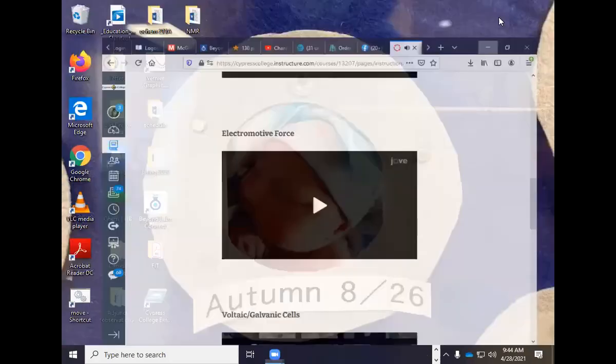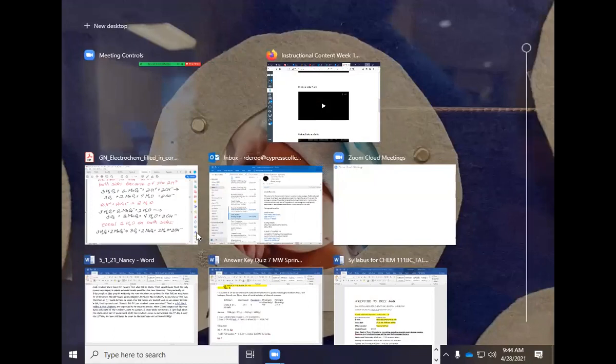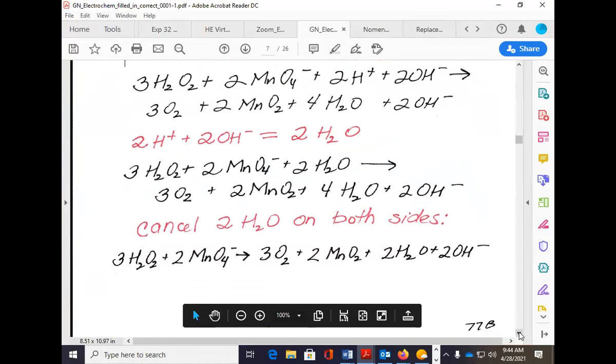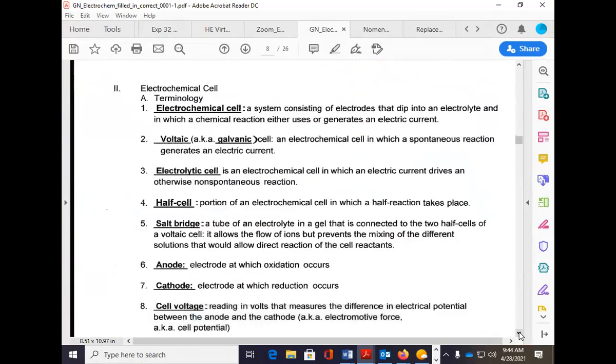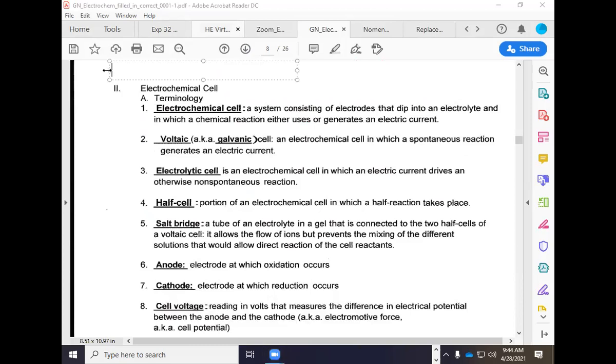Okay, so now let's go back to our notes. Now we have a lot of definitions. These are really good for multiple choice questions. Hint, hint. There's a lot of terms that we need to look at.